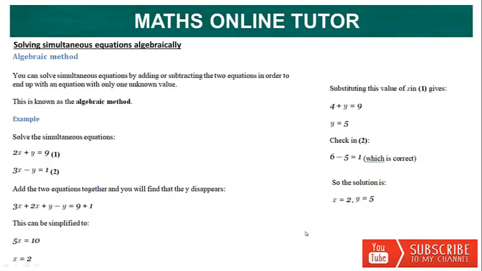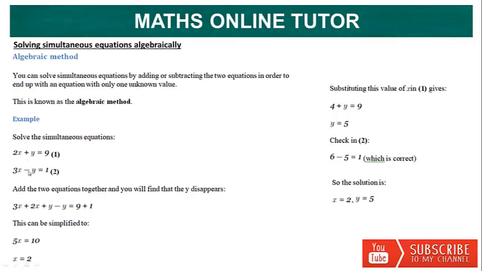Now I am going to teach you the algebraic method to solve simultaneous equations. You can solve simultaneous equations by adding or subtracting the two equations in order to end up with an equation with only one unknown value. This is known as the algebraic method. Let's go into more detail.